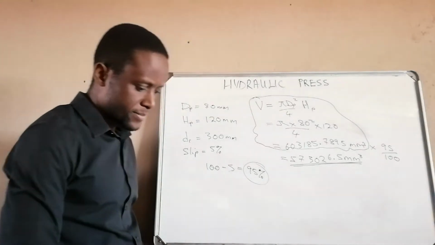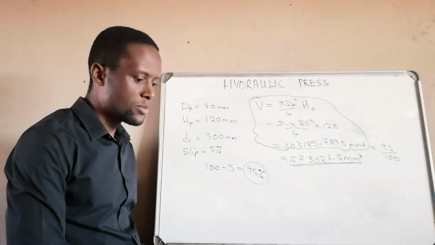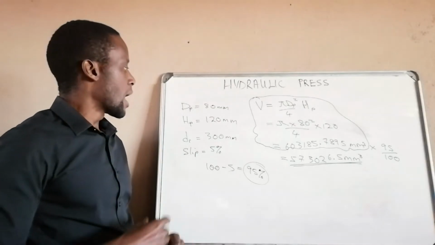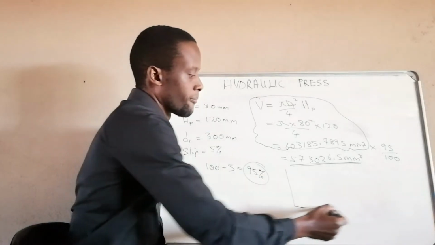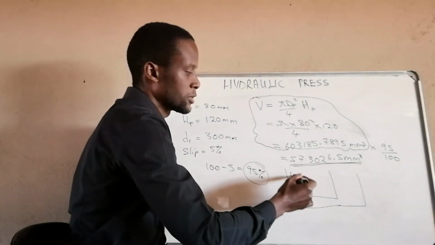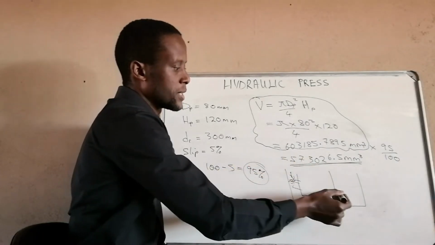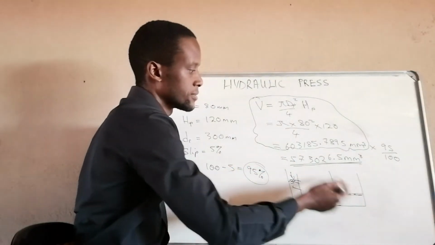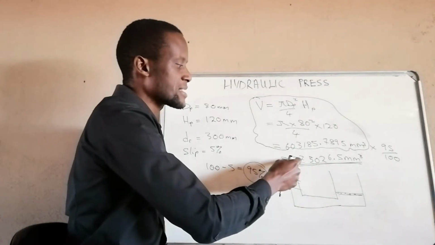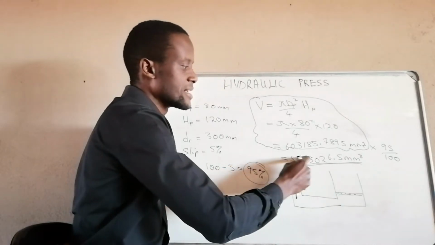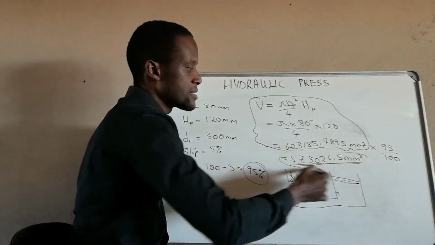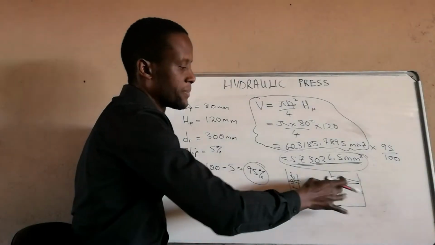All right, the second question says: the distance moved by the ram after 5 pumping strokes. After 5 pumping strokes, how much will the ram go up? Just a quick reminder, this is what we have. We push this one down, this amount of liquid is received on this side, and this guy goes up by this amount of volume. Now after 5 strokes, 5 times this amount of liquid will fill up on this ram side.